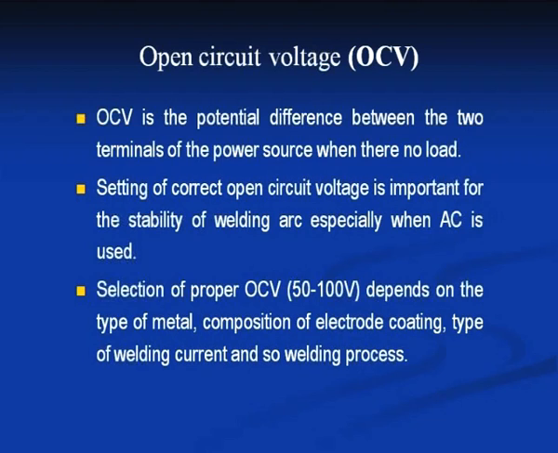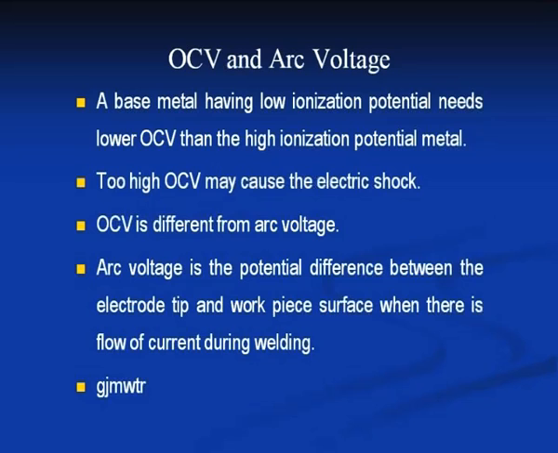An electrode coating having low ionization potential elements can be used with a lower open circuit voltage, and similarly DC currents need a lower open circuit voltage than AC current. As far as the welding process is concerned, the GTA process needs a lower open circuit voltage as compared to the SMAW welding process. A base metal having low ionization potential elements likewise needs a lower open circuit voltage than high potential metals, but too high an open circuit voltage increases the danger of electric shock. That is why normally the open circuit voltage is set below 100 volts.